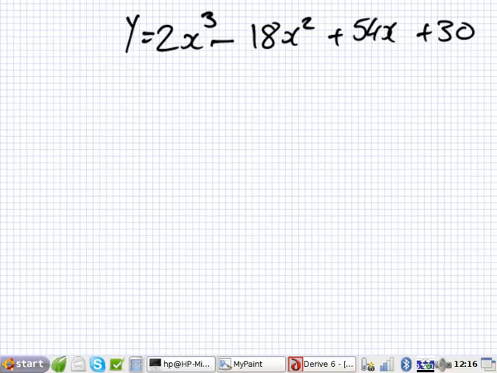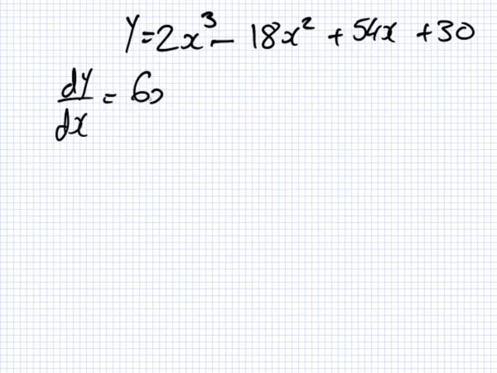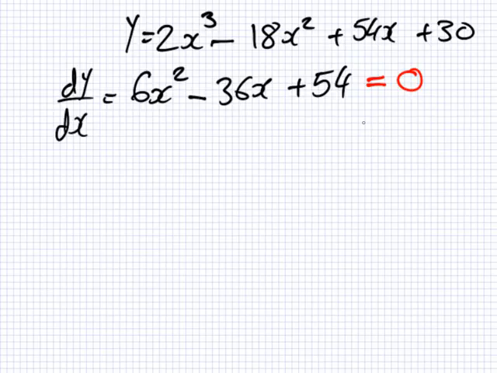Okay, first step, derivative. dy/dx equals, what do I do? 6x squared minus 36x plus 54. And you want to know when this will equal 0 to find the turning point. Well, divide by 6. What have I got here? 9, isn't it?